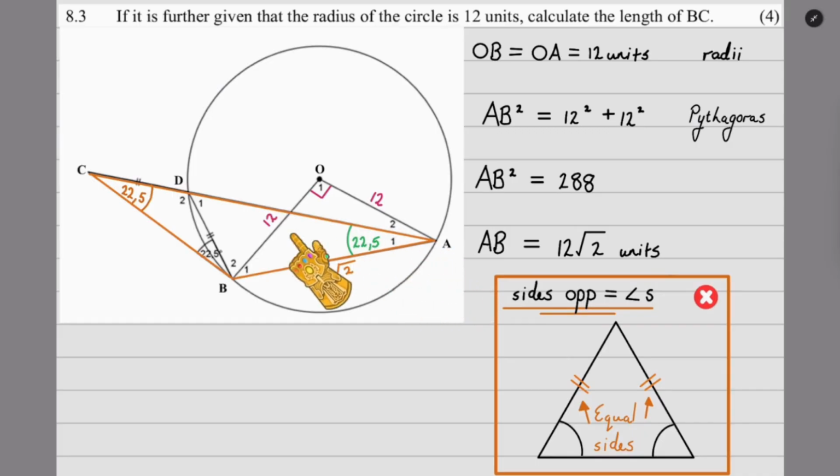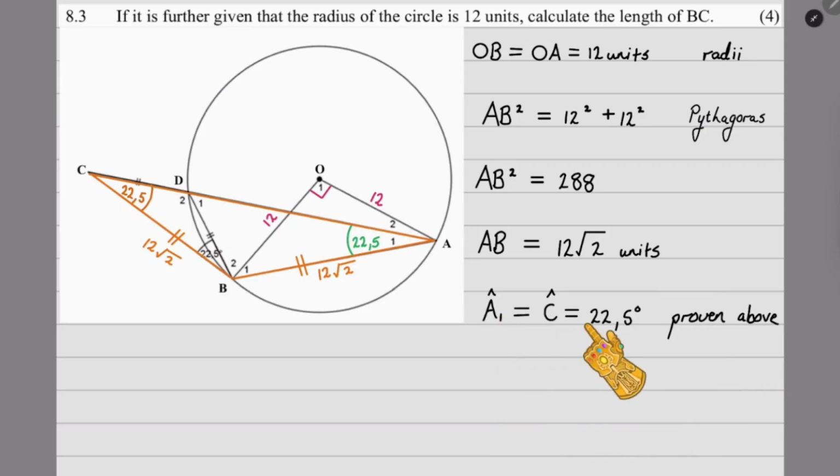So I'm going to say A1 equals C, and that was proven in previous questions. We got this 22.5 and this 22.5 from previous questions. So we're going to use the reason proven above. And we state it just like that. A1 is the same size as C, which is 22.5, and we did prove that above.